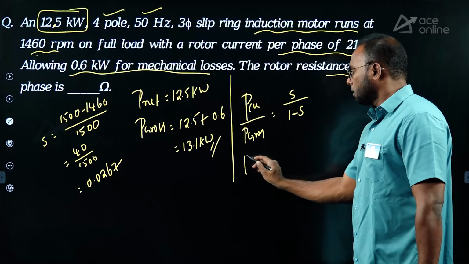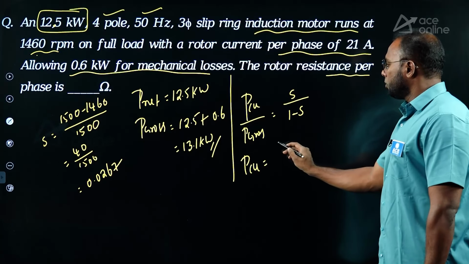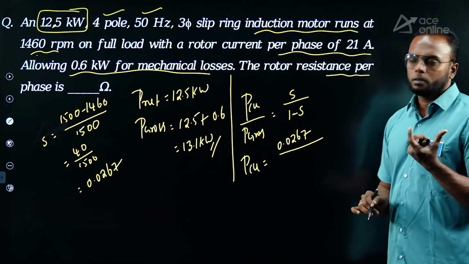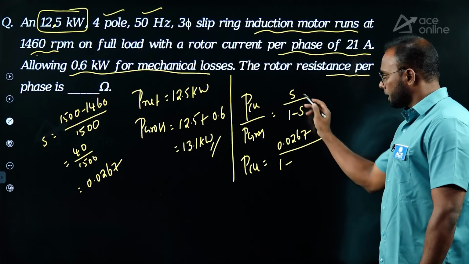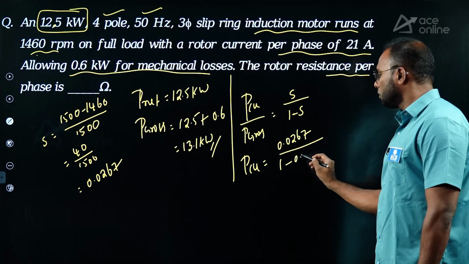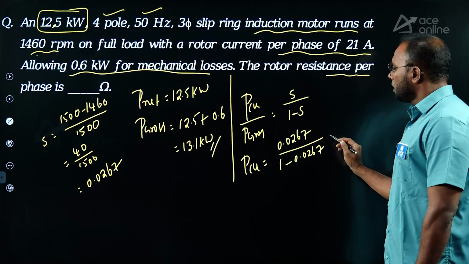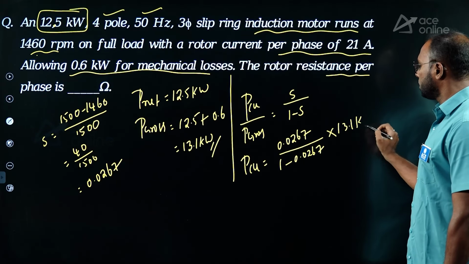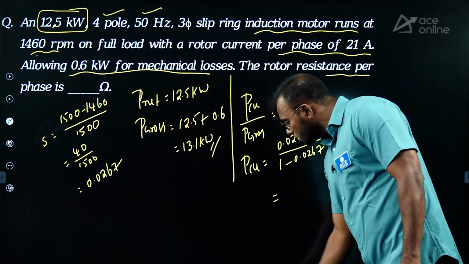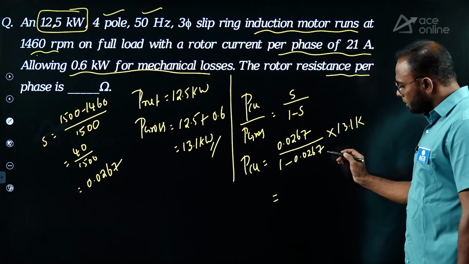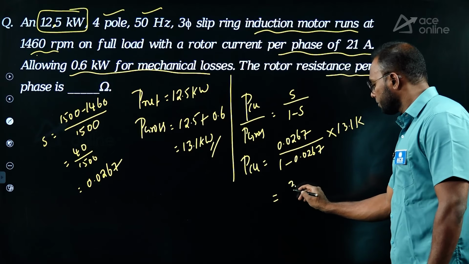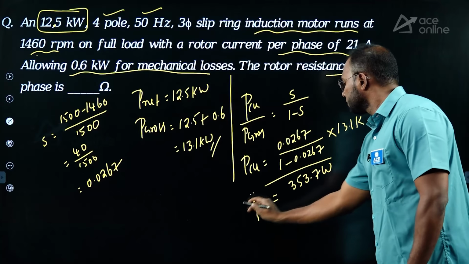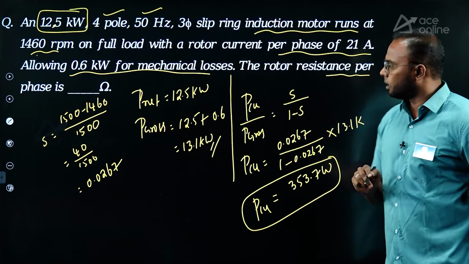Then if you substitute, we get the rotor copper loss. The copper loss equals 0.0267 by 1 minus 0.0267, into gross mechanical power. Take care, do not make mistakes in the calculations. What is the gross power? 13.1 kilowatt. Then if you simplify, the rotor copper loss comes here. Cross check this. 353.7 watts it is. This is our rotor copper loss.